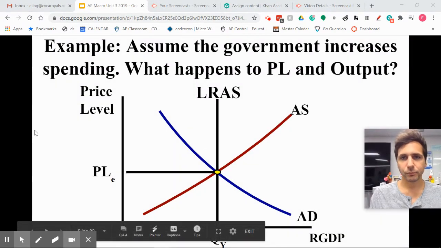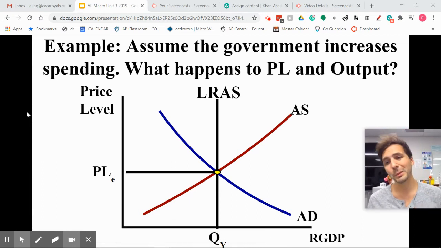Okay, let's try another one. Again, where are we starting here? Of course, it's full employment, triple intersection. Remember, long run aggregate supply is our beacon. It's where we want to be. So if we're currently producing on the beacon at the lighthouse, we are fully employed. Congratulations. Let's say the government increases spending.